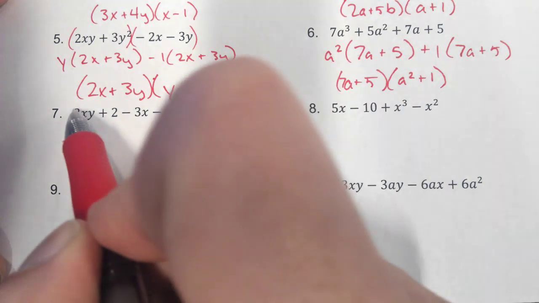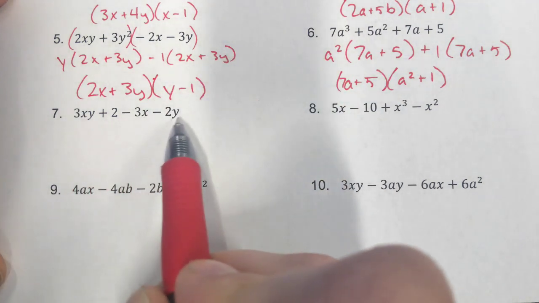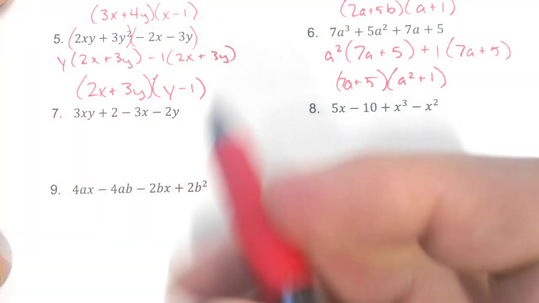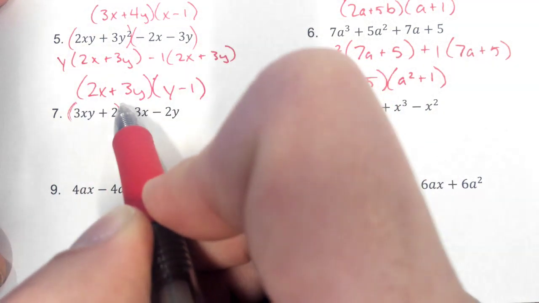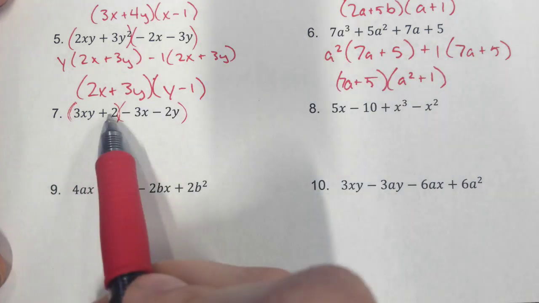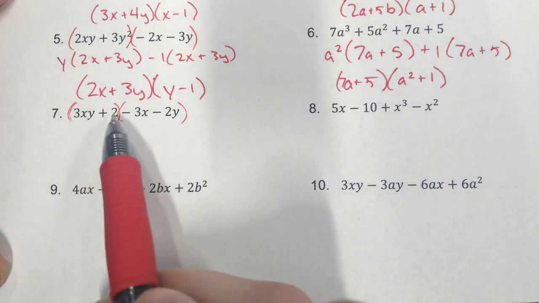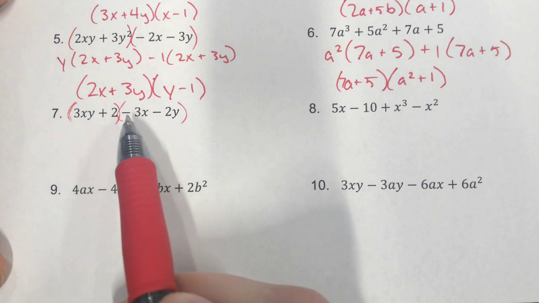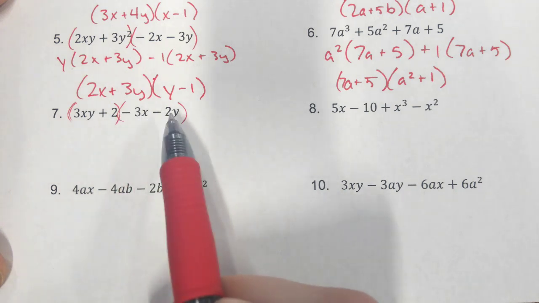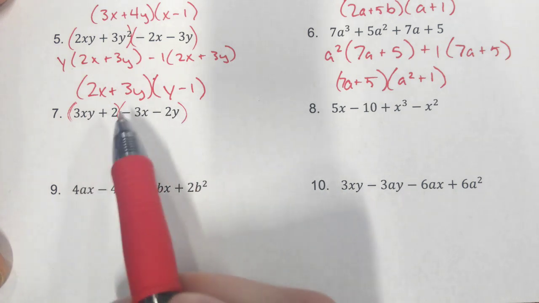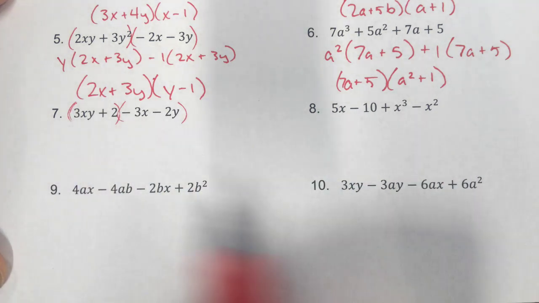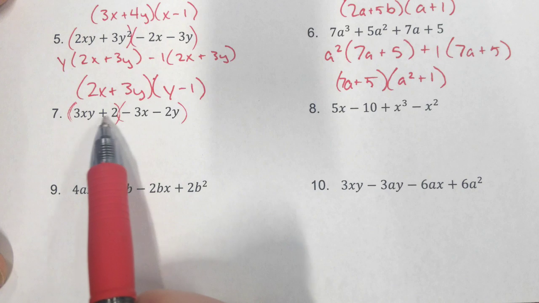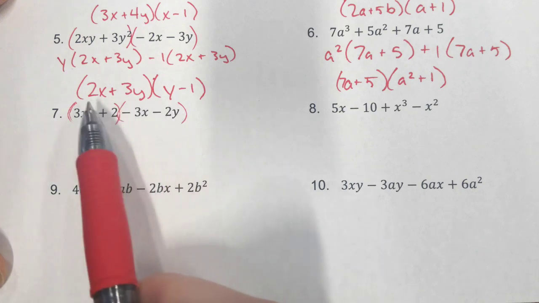Okay, so let's see. First step, is there anything in common with all 4? I see no. So let's factor those by grouping. Is there anything in common with that first group? No. Is there anything in common with that second group? Negative 1, but that's not going to make it match. So this is one where it's not quite in the right order. If you notice this problem, it's really not in standard form.